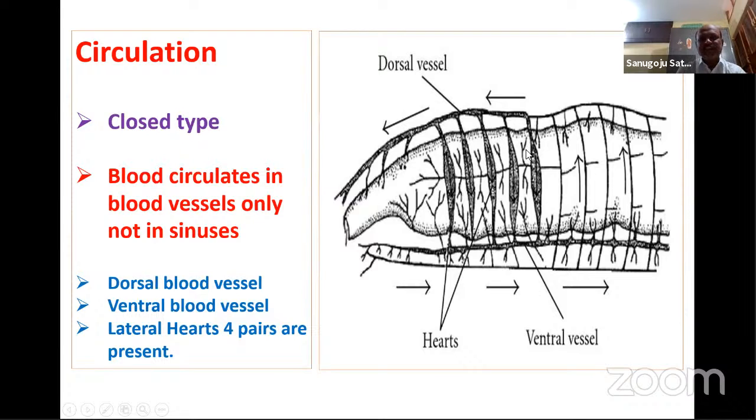the esophagus. The digestive system is located here. We can discuss the digestive system in detail in the type study of earthworm, but these are the connecting hearts. The 4 pairs of connecting lateral hearts are present in it. We can discuss circulation in detail in the type study of the earthworm.